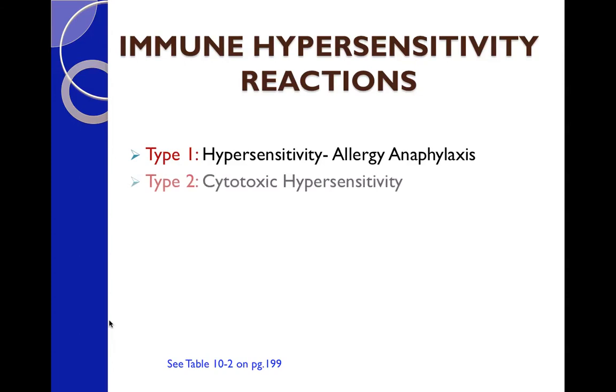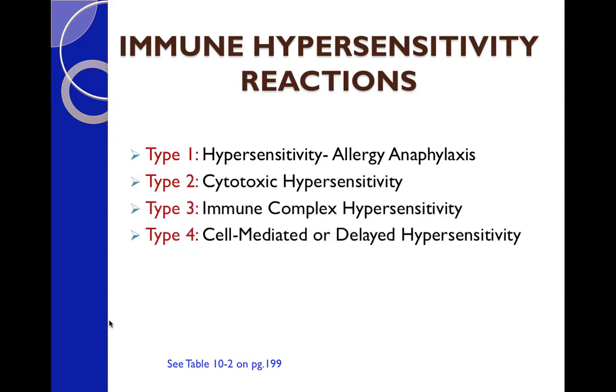With regards to the different types of immune hypersensitivity reactions, there are 4 types. So we have the anaphylaxis or type 1 hypersensitivity, the cytotoxic hypersensitivity, immune complex, and the delayed or cell-mediated hypersensitivity. So there is a table in your textbook on page 199. Not a bad idea to at least look through the different types. I'm going to focus on type 1 anaphylaxis.